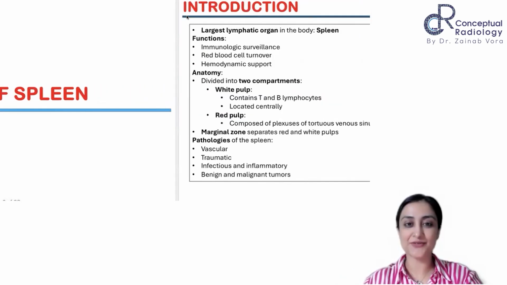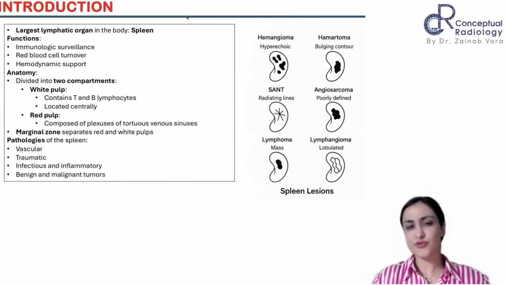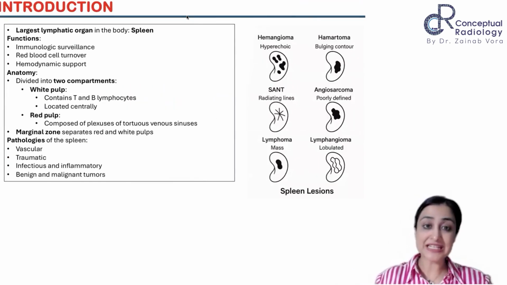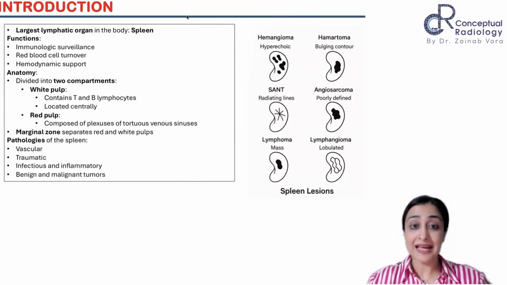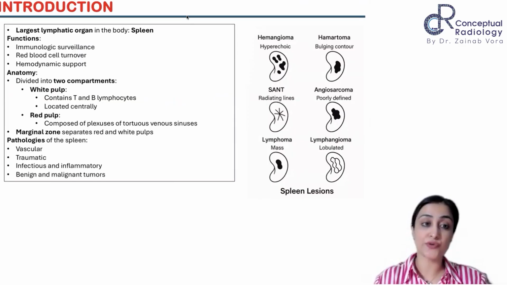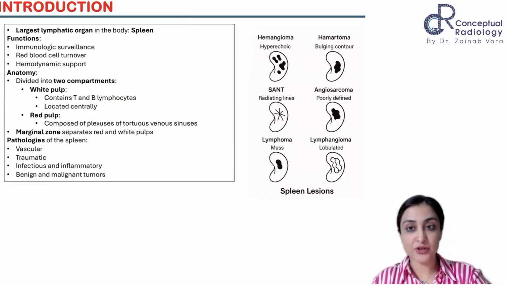So today we'll start off with imaging of spleen. A few theory points that you would want to write in the theory paper. Spleen is the largest lymphatic organ of the body, helps in phagocytosis of different organisms.